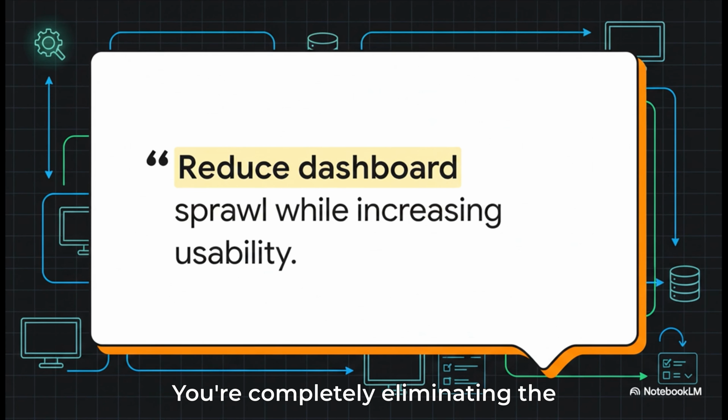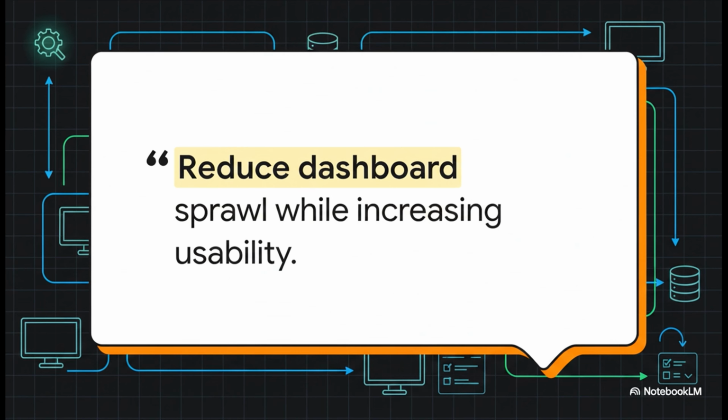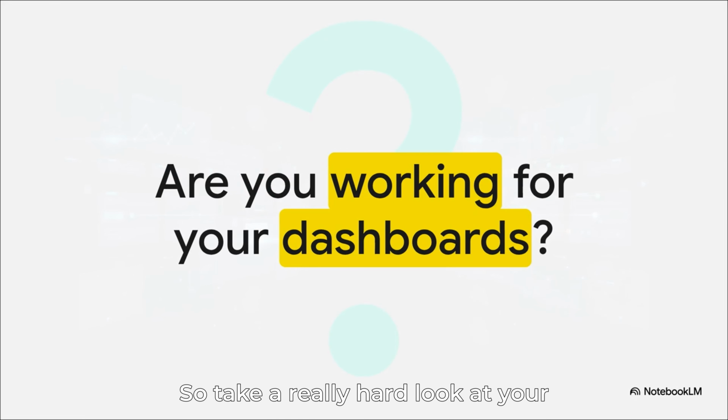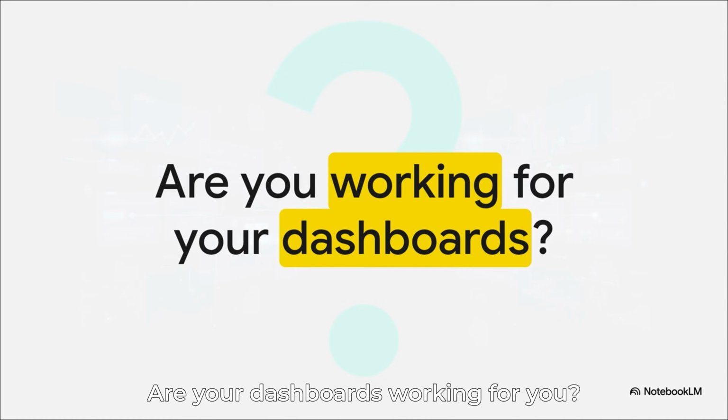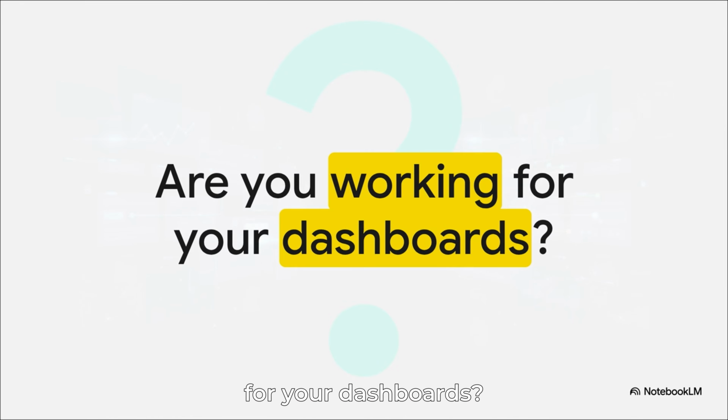You're completely eliminating the technical debt of having to update dozens of identical screens just because your team spun up a new server cluster. You design it once for reuse. So take a really hard look at your observability setup today. By leveraging query variables, chaining them logically, and utilizing smart global variables, your tools can finally adapt to your infrastructure in real time. The final question you really need to answer is this: are your dashboards working for you? Are you still working for your dashboards?